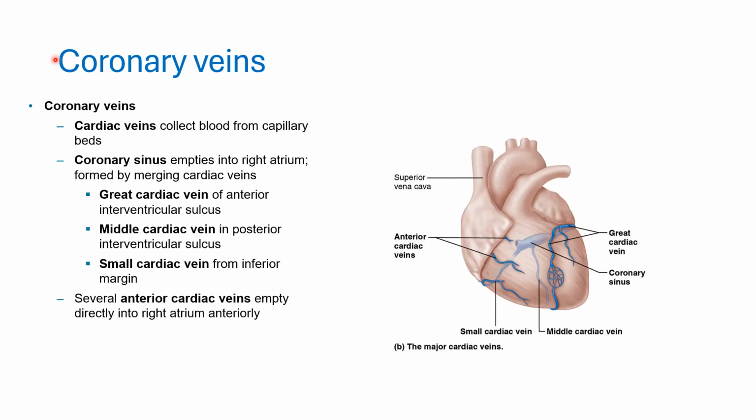And the venous return of the heart. So the capillaries in the myocardium join to make the cardiac veins. Those cardiac veins drain into the coronary sinus, and then that coronary sinus drains into the right atrium. So the contributing veins to the coronary sinus are the great cardiac vein, the middle cardiac vein, and the small cardiac vein. There are also several anterior cardiac veins that empty directly into the right atrium.